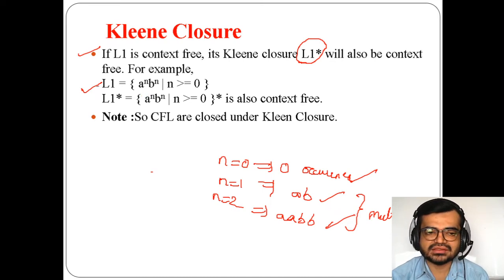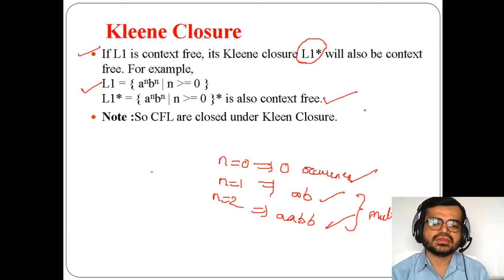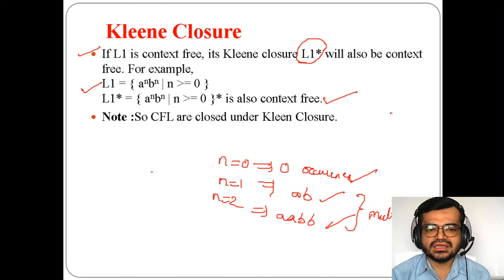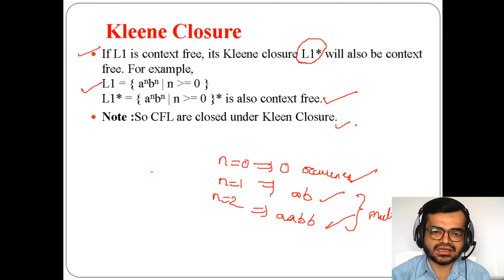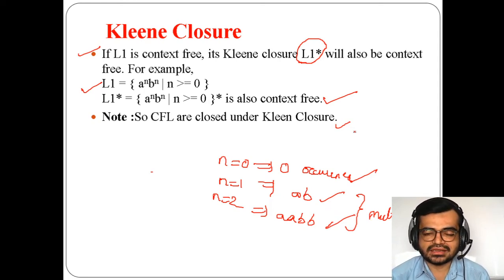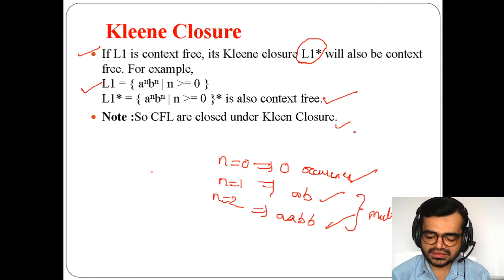So by that, what you can prove is that L1 Kleene closure is also a context free language. As you know, if any language is a context free language with the help of Kleene closure, then finally what you can say is that context free languages are closed under Kleene closure. That means even after performing Kleene closure on a context free language, the result is also a context free language. So in this way we have proved union, concatenation and Kleene closure.